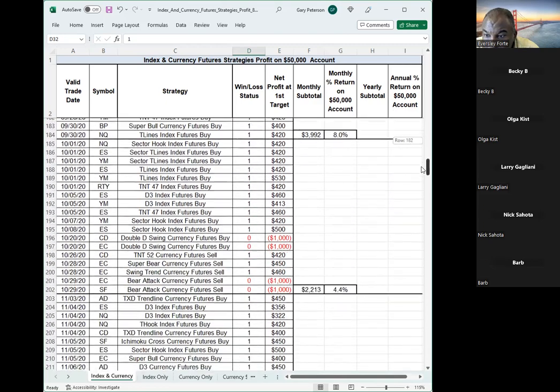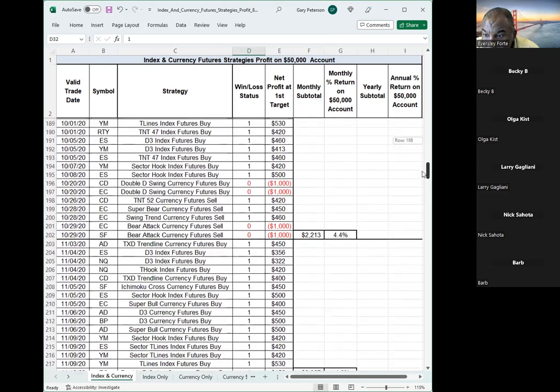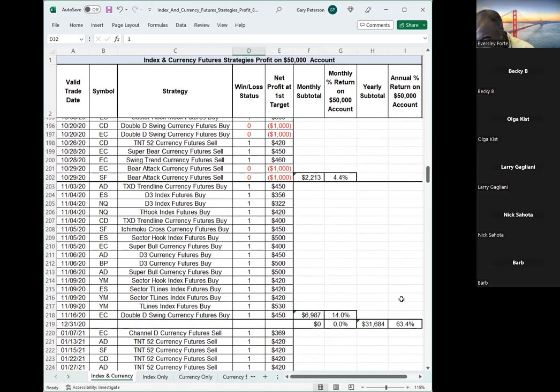In October 2020, I don't even think we had a losing month. Here was the percentage return for the year, 63%. For all option traders out there, that's way bigger than usual option accounts, if you're trading in a structured way. Once again, that's why I like doing futures, because this gives me great profitability.